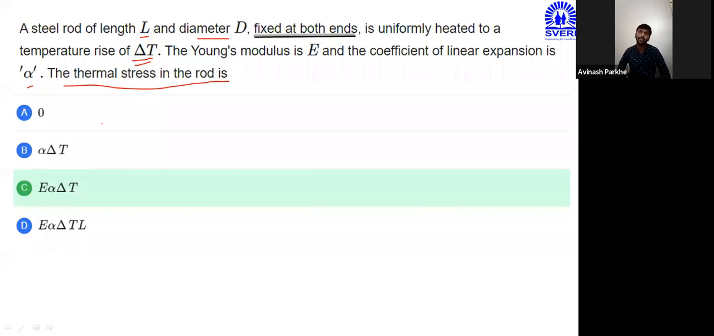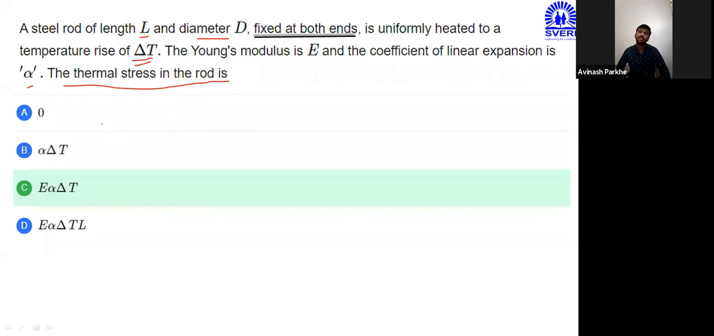So here, what condition they have given? One rod is there. That rod is fixed at both sides. That means from both sides it is totally constrained or totally fixed, and some amount of temperature, how much delta T amount of temperature is given to it.